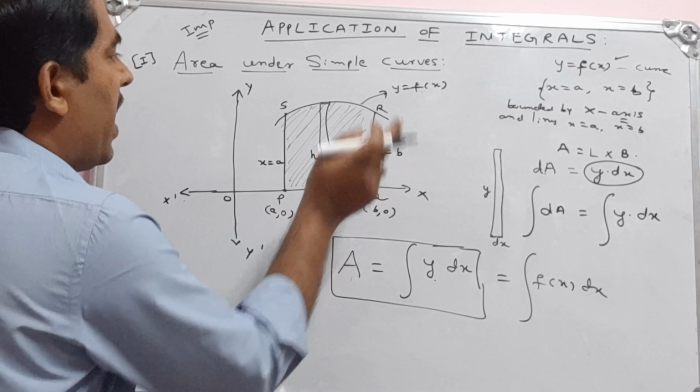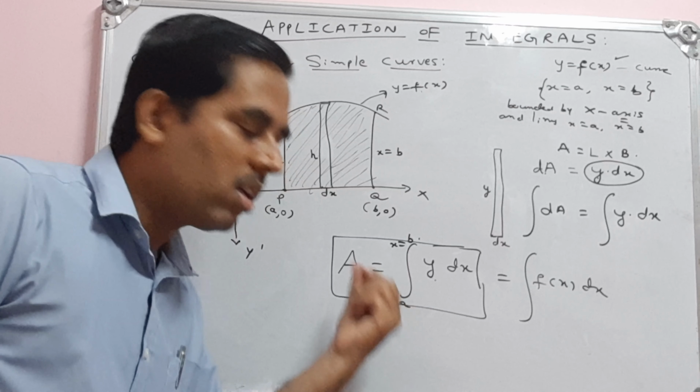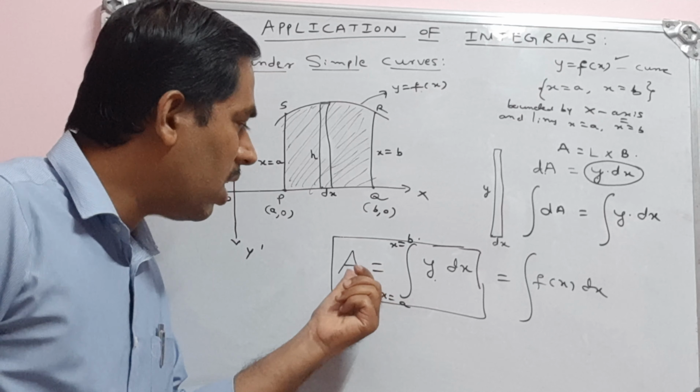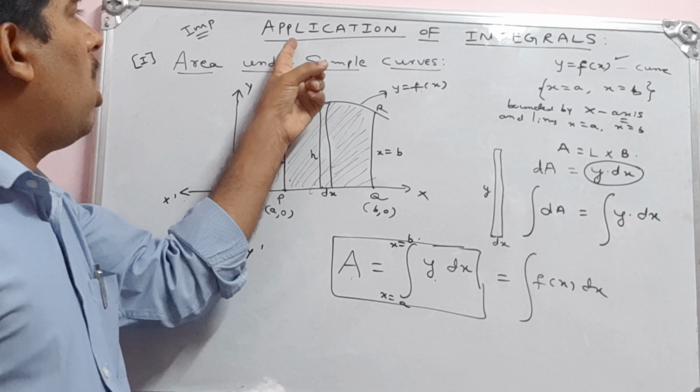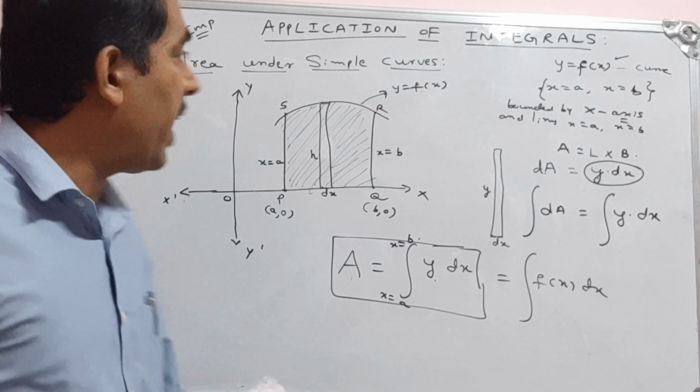So how can we write that? x is equal to a to x is equal to b. Of course, this is a definite integral. If we integrate this y, we will get the answer, and that answer is nothing but the area. So this is how we can apply integrals to calculate area under simple curves. This is one case. I have explained only one case.